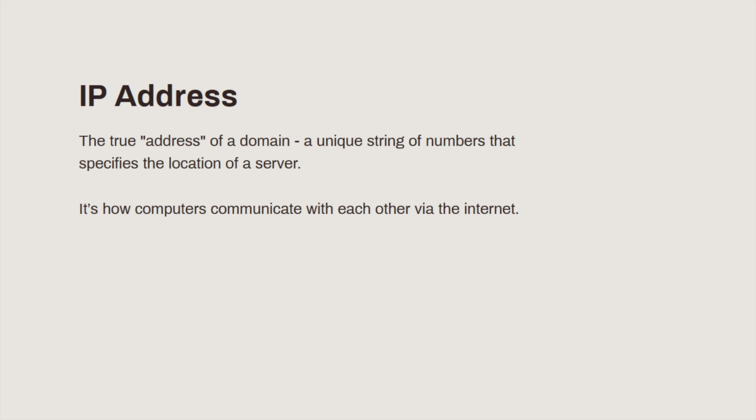An IP address is the true address form of the domain. Sometimes when you log in with a new computer with Google Chrome, they'll send you a message letting you know about this computer's IP address, and it's like four three-digit series of numbers, and that's your IP address.